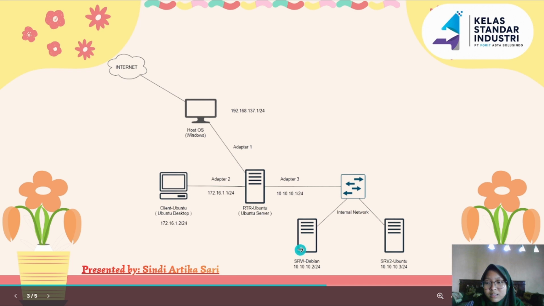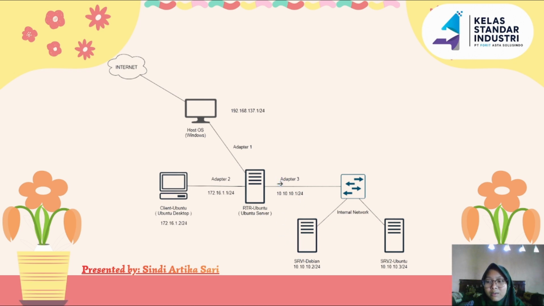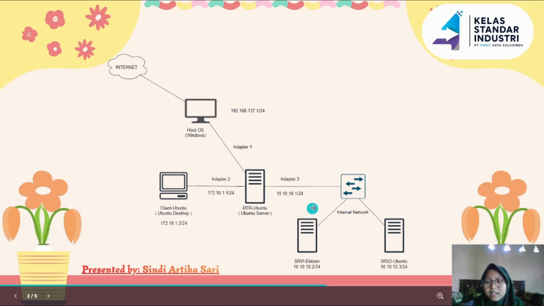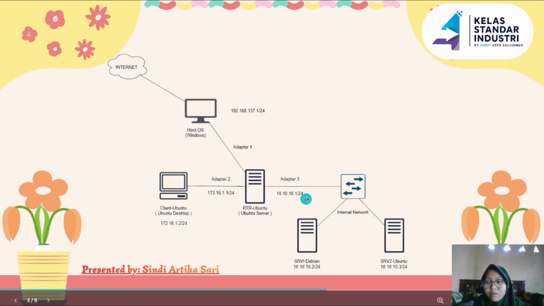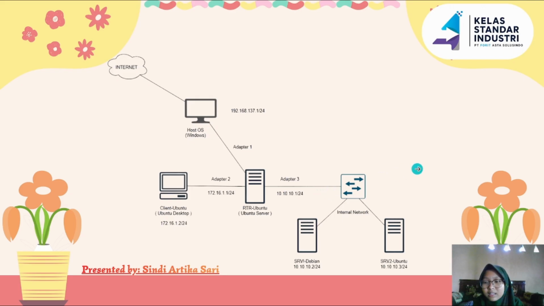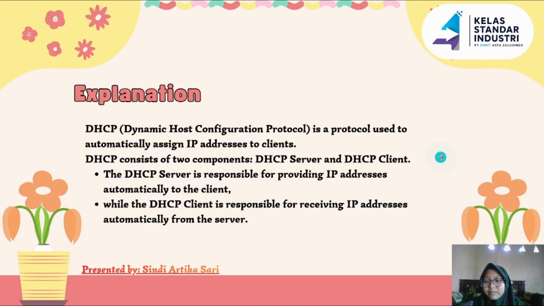Next, we will configure RTR Ubuntu to automatically assign IP addresses to Ubuntu desktop, server 1 and server 2. In other words, RTR Ubuntu will act as the DHCP server, while Ubuntu desktop, server 1 and server 2 will act as DHCP clients. Now, let's take a look at the DHCP concept. DHCP, Dynamic Host Configuration Protocol, is a protocol used to automatically assign IP addresses to clients.